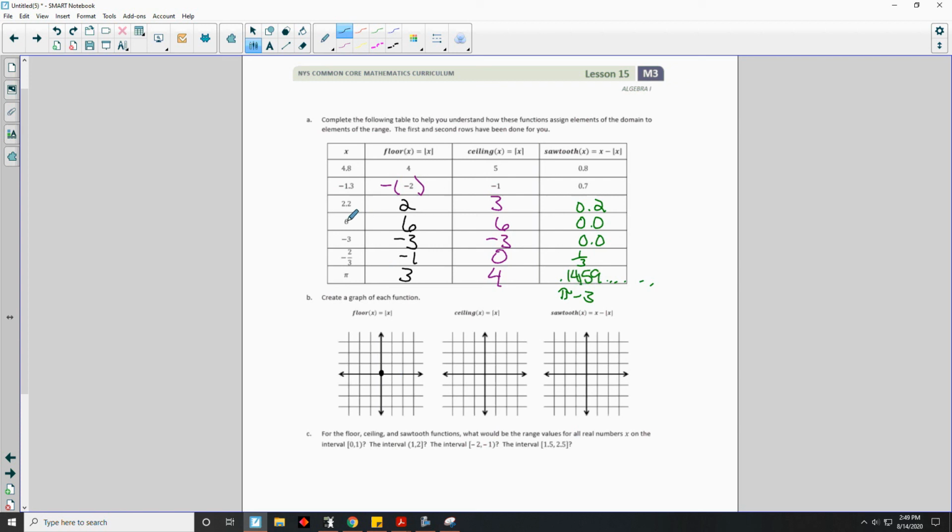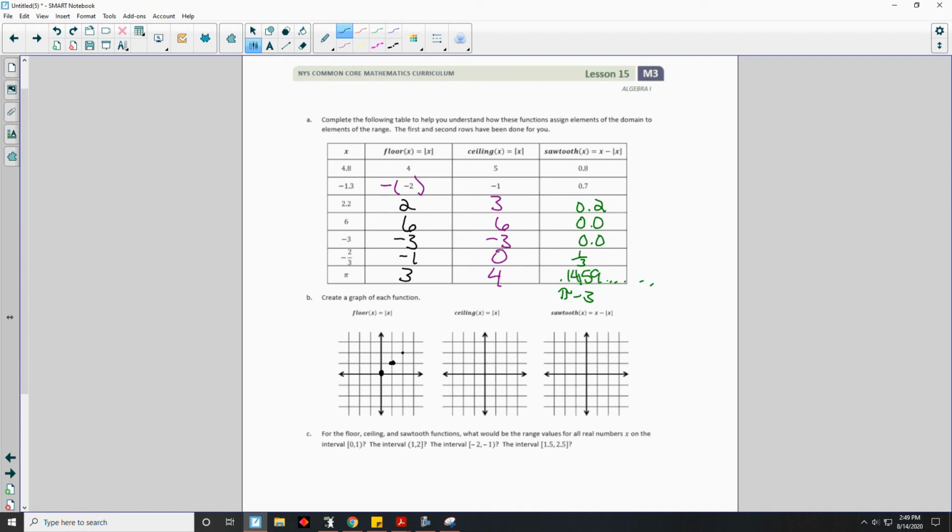So since we had 6, the value is 6. So if I went up 6, I'd put a dot. So I'd go over 6, up 6, put a dot. 0, 0, put a dot. 1, 1, put a dot. Okay?